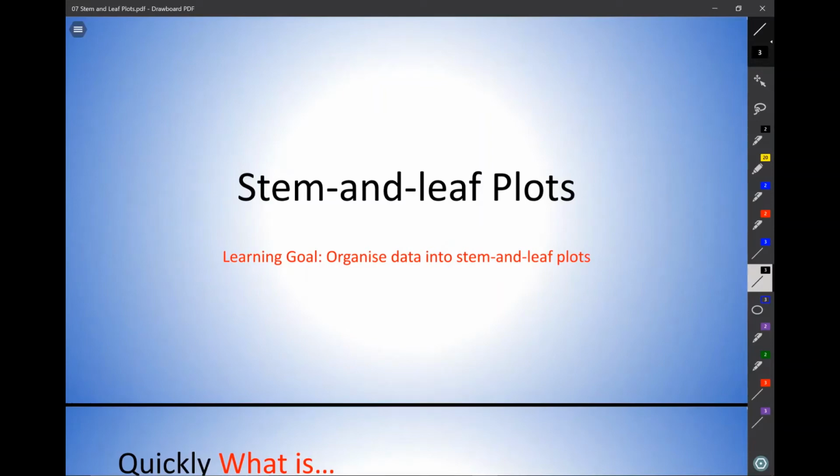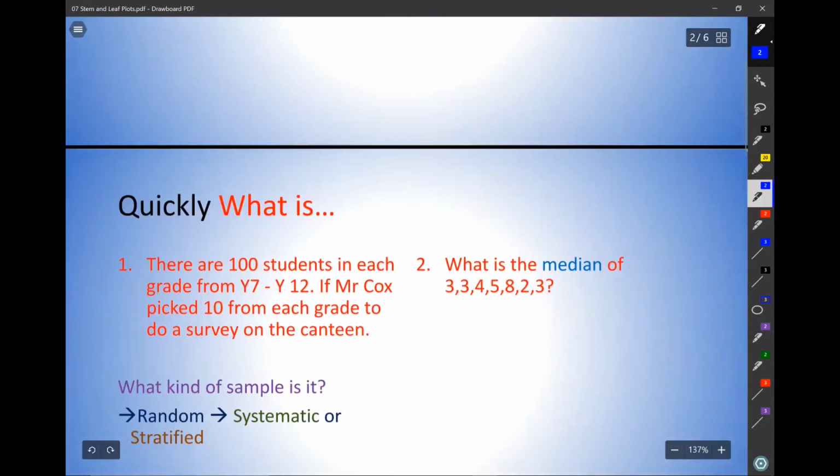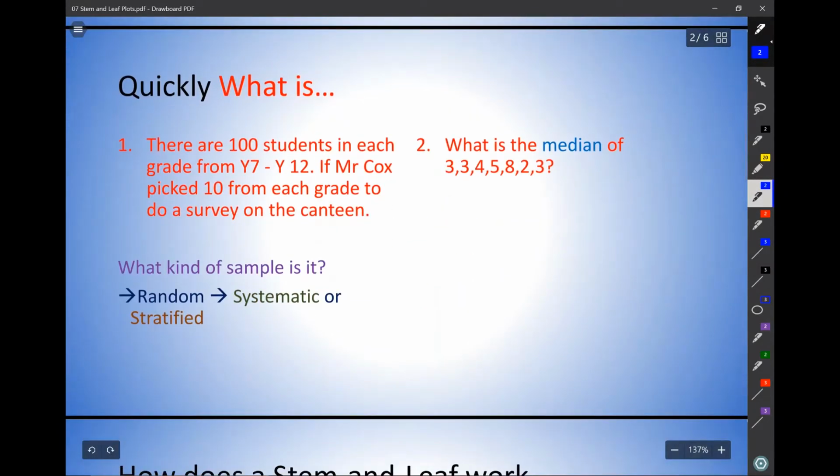Hey guys, today's topic is going to be stem and leaf plots, and this is another lesson in our series on different ways of organizing data. Before we get into stem and leaf plots, though, I want you to quickly think about both of these questions.